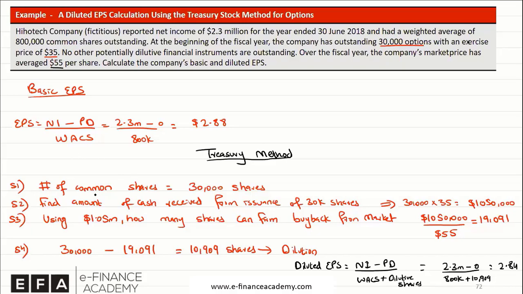So as a quick summary, you first find the number of shares that would be issued under the option, which was 30,000 shares. Each option is 1 share. Then you find how much money the company raises from the issuance of these 30,000 shares under the options. At an exercise price, it's 1.05 million. So to use the same money to buy back shares from the market, how many shares would the company be able to buy back? And that's around 19,091. In other words, the 30,000 issued shares are only equivalent to 19,091 in terms of the amount. Hence, the remaining shares cause dilution, which you simply add to the denominator right here, and that gives you the diluted EPS.